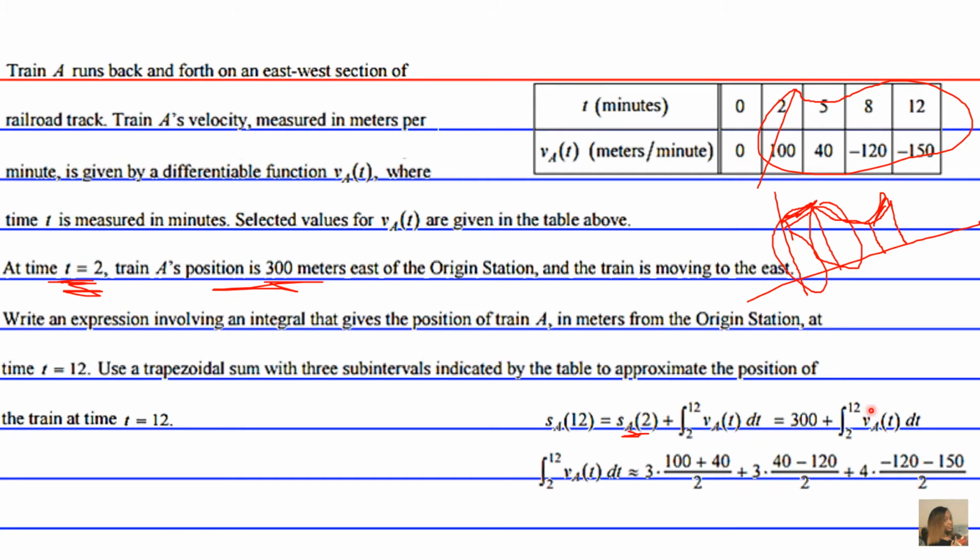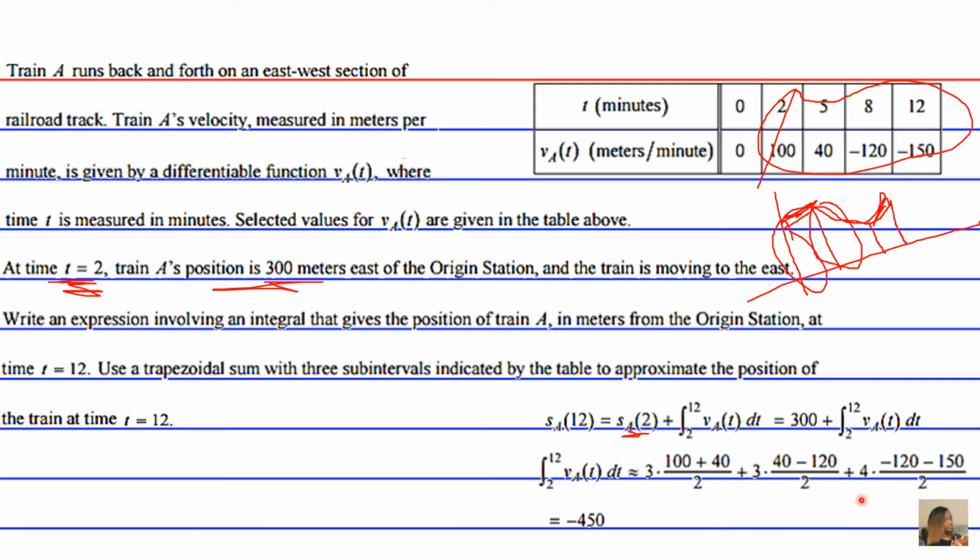So you have 120 minus 150 divided by 2. And notice you're doing the leftmost height subtracted from the height to the right. So this is the way you organize it. When you take the trapezoidal sum, divide that by 2 and multiply by the base, or 4 minutes or 4 units. And then when we add all that up, we get negative 450. But we're still not done. Our position is not negative 450 meters. And the reason why it becomes meters now is because this is an approximation for the integral.